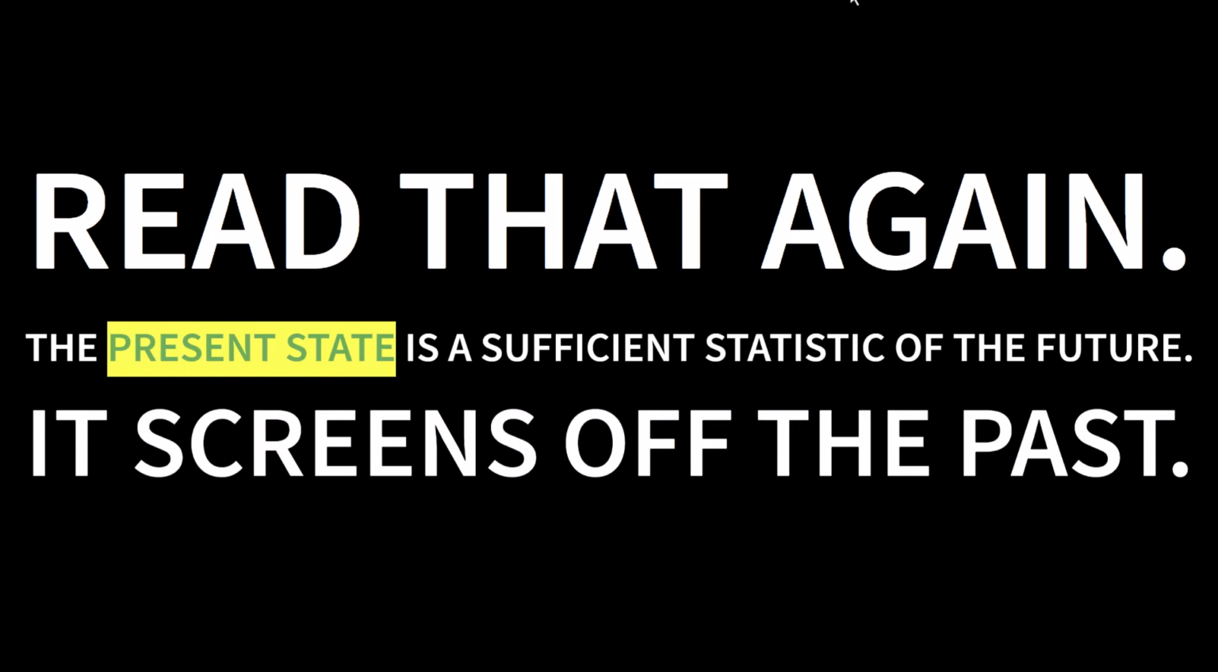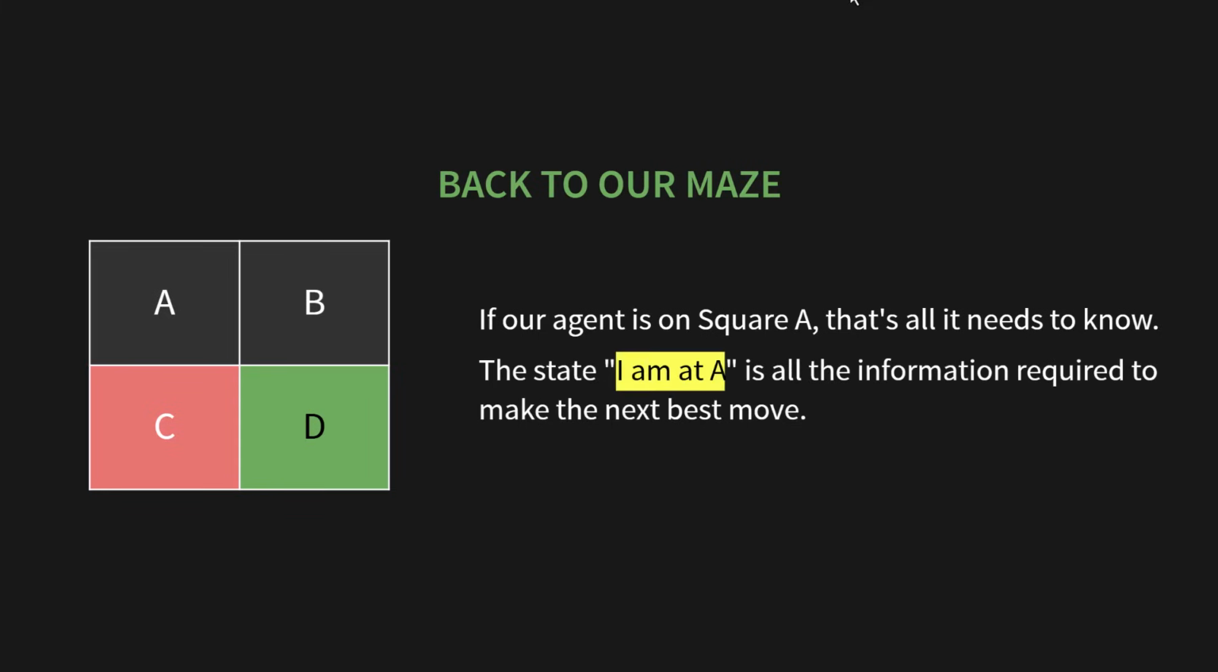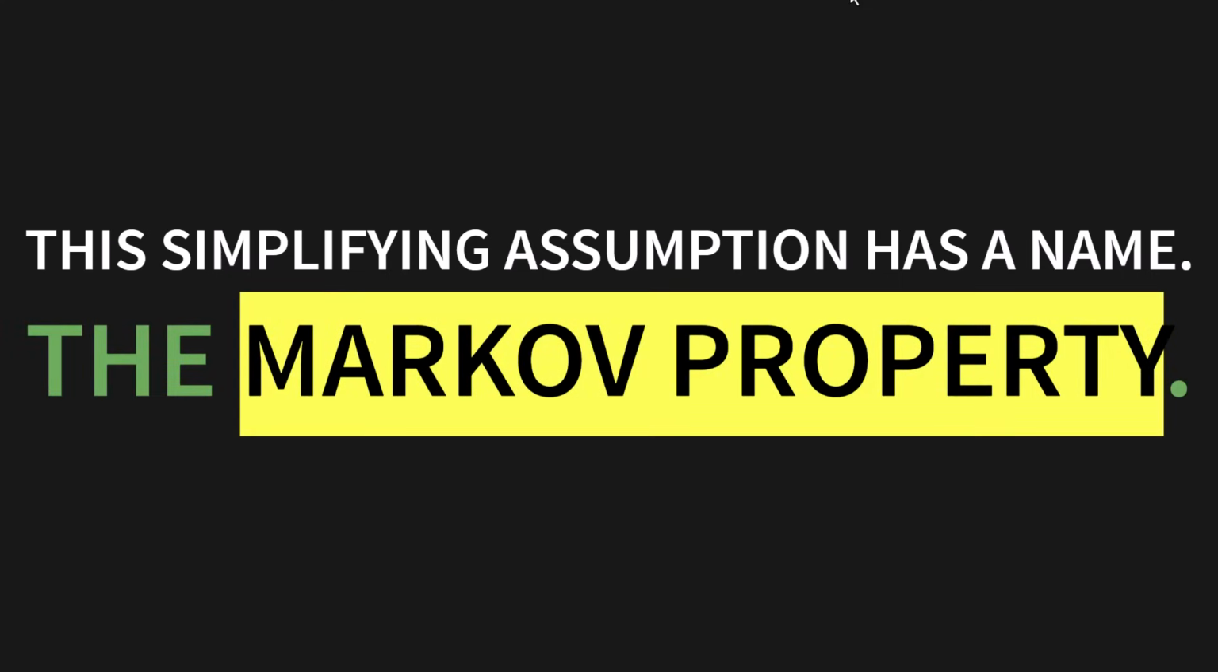So, back in our silly little maze, if our agent is on square A, that's all it needs to know. It doesn't matter if it got there by moving from B or by hitting the north wall 5 times in a row. The state, I am at A, is all the information required to make the next best move. This simplifying assumption has a name. It's called the Markov Property. And it's not just an idea. It's a mathematical razor that cuts the problem down from impossibly complex to solvable.